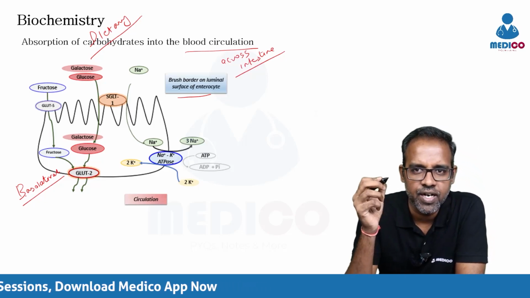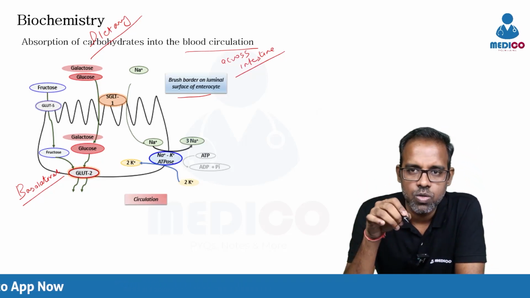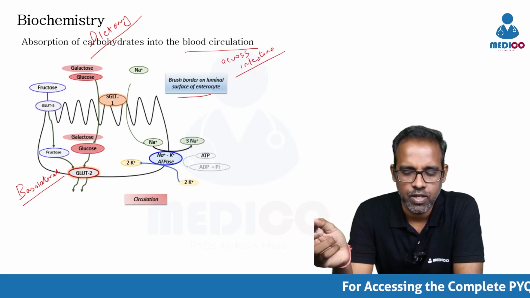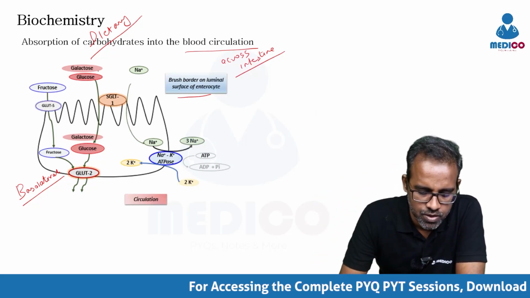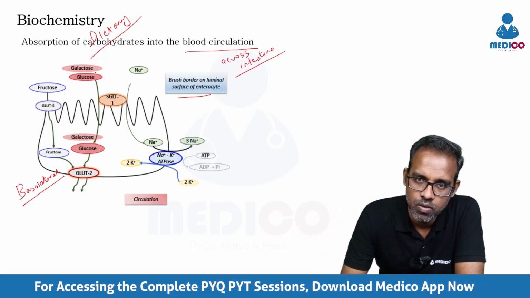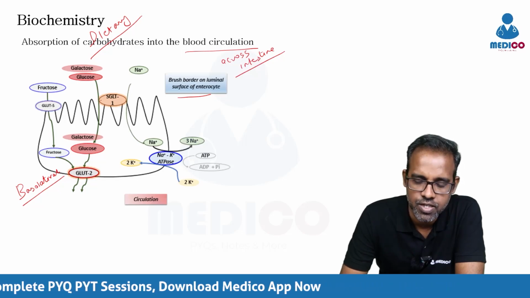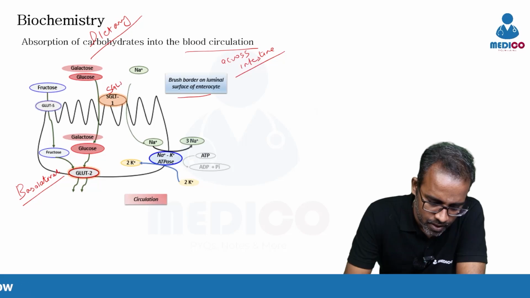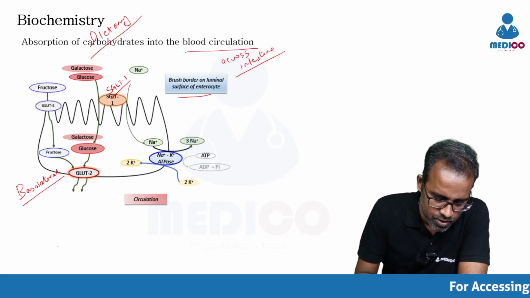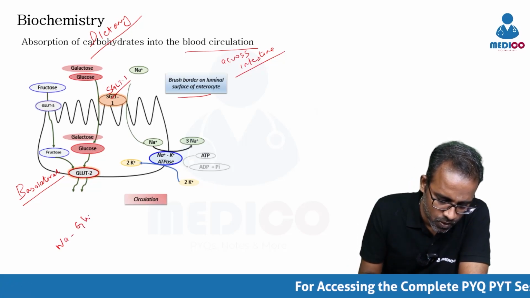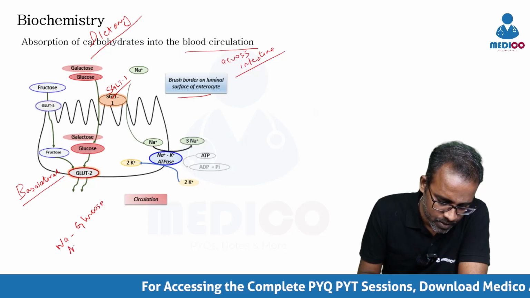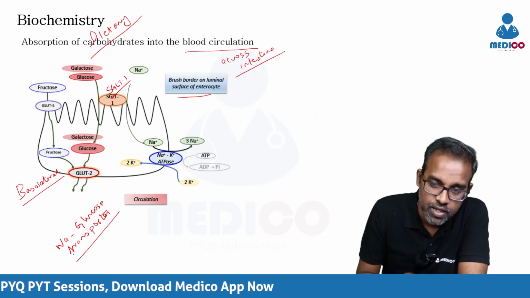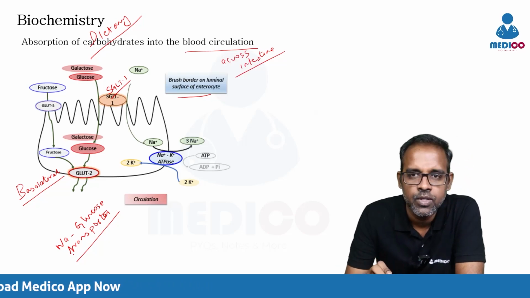After appropriate digestion, all complex carbohydrates will be converted to simpler monosaccharides: glucose, fructose, and galactose. Glucose and galactose, especially glucose, are absorbed into the enterocyte through this transporter called SGLT1. It's also called the sodium glucose transporter. I'm just teaching you how carbohydrates are absorbed in the intestine. We'll come to ORS later.